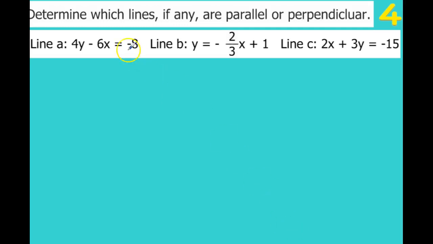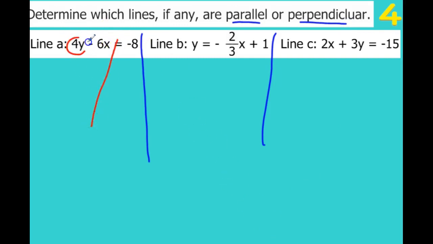Alright, we did one like this the other day. We have 3 lines here. We need to solve for y to determine, are these lines parallel or are they perpendicular? So this first one I need to solve to get y all by itself. So I'm going to add 6x on both sides. So we have 4y equals 6x minus 8. And then divide by 4.